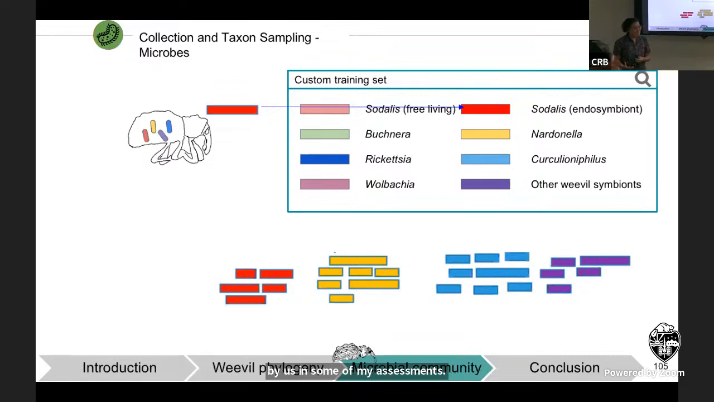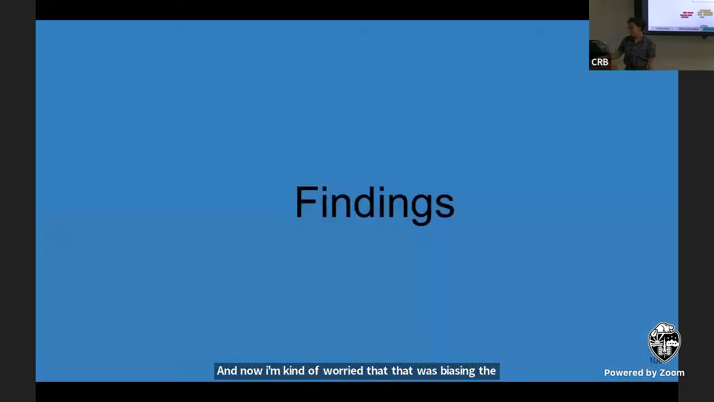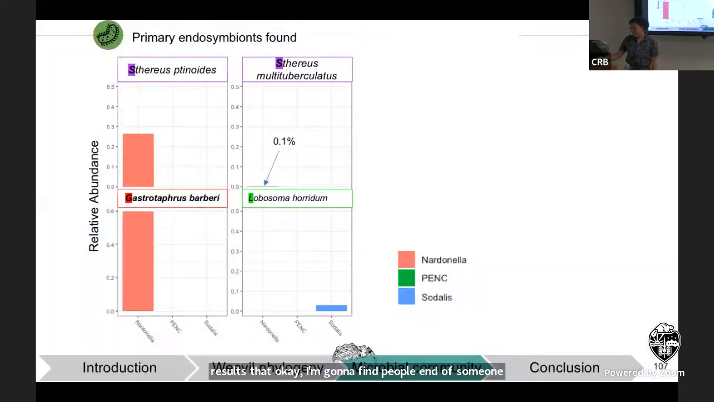This is another caveat to my study: I've seeded a whole bunch of weevil symbionts into this data set, and now I'm worried that was biasing the results. Of course I'm going to find weevil endosymbionts if I throw a whole bunch of weevil endosymbionts in there. So let me just show you what I found, and then I'll turn back to talking about some of those caveats and how I interpreted the data.